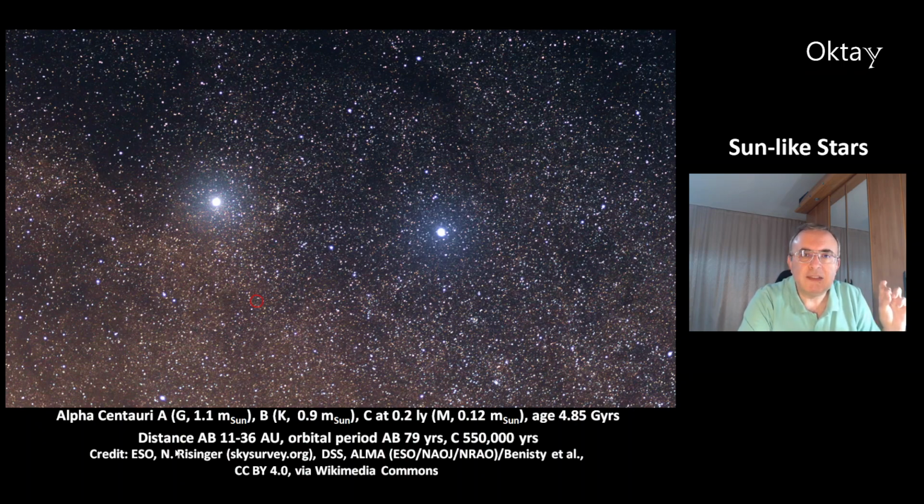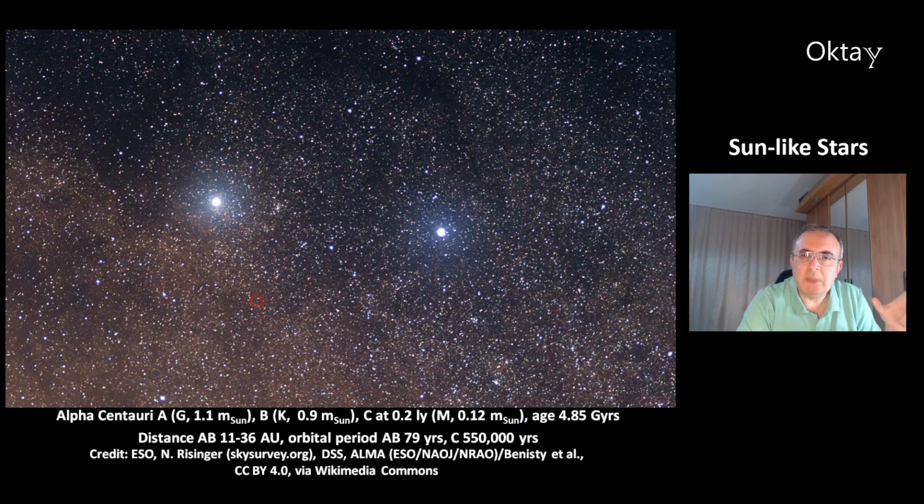The main star, Alpha Centauri A, is a G-type star like the Sun with 1.1 solar masses. The second star is Alpha Centauri B, which is a K-star a bit lighter than the Sun. And there's a third star, star C, Proxima Centauri, a red dwarf with just 12% of the Sun's mass. The system has an age of 4.85 billion years. It's about a quarter billion years older than the Sun.